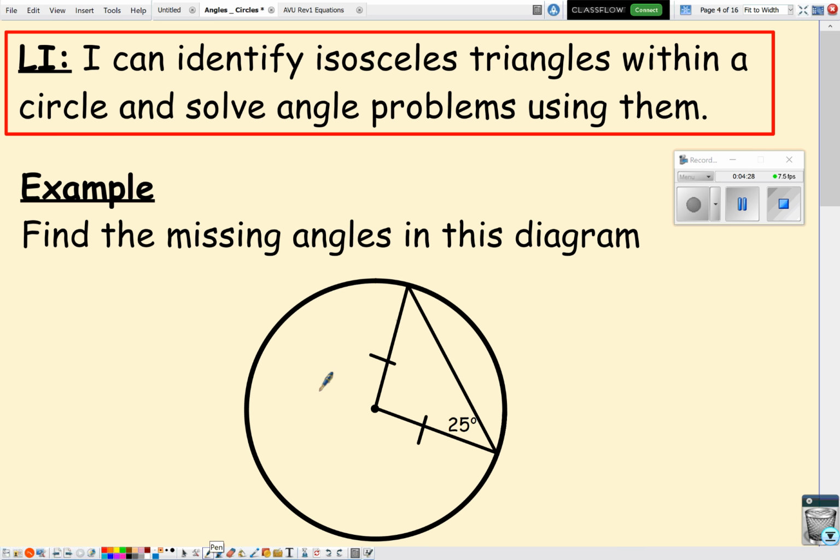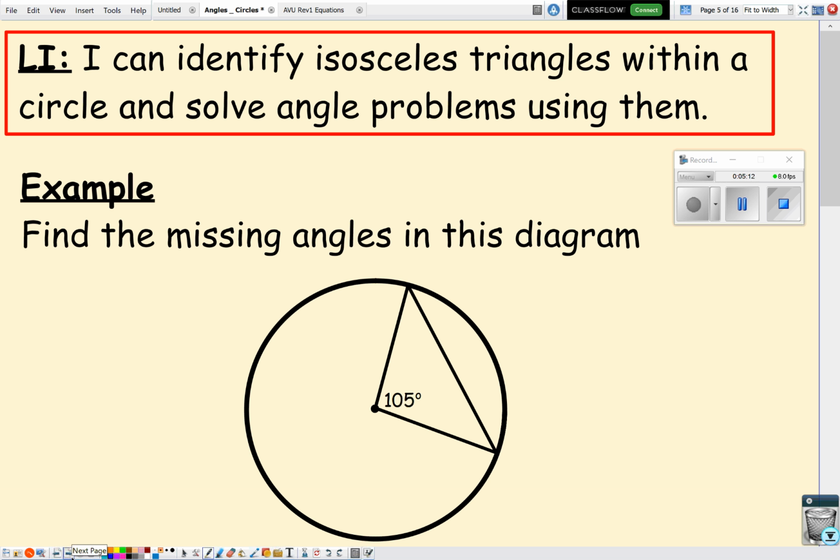Okay. So if I want to find the missing angles, straight away I know that this one has to be 25 degrees. And then to find the angle at the centre of the circle here, all I need to do is 180 take away 25, take away 25. So that's 180 take away 50, which is 130 degrees. Nice and straightforward. The steps really are confirm the isosceles triangle and then choose your strategy for finding the missing angles.